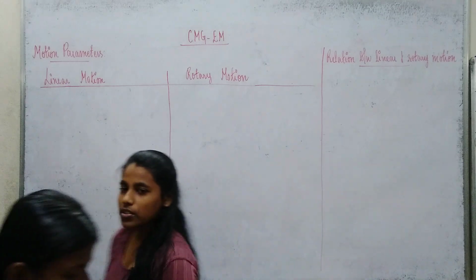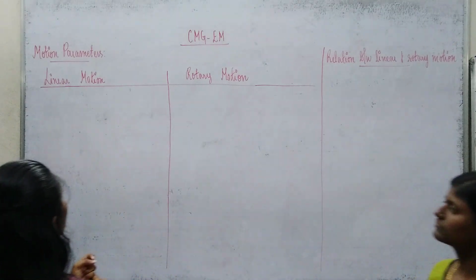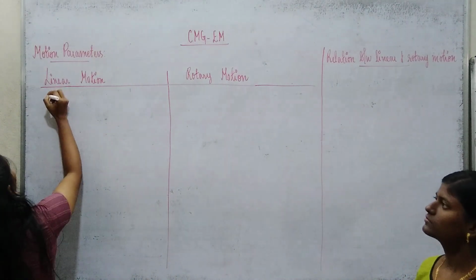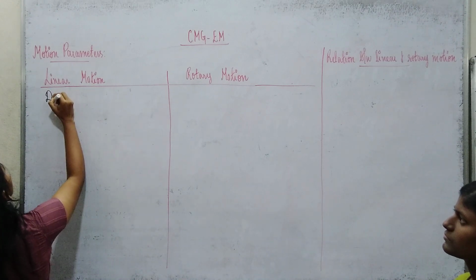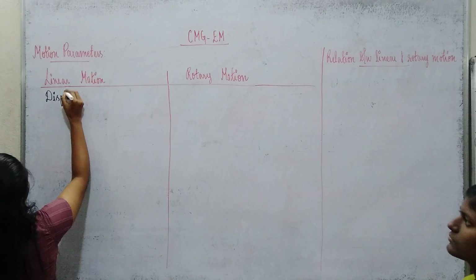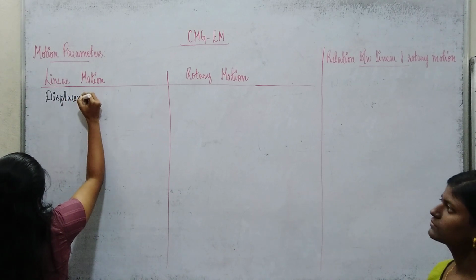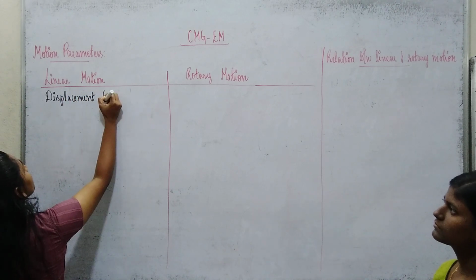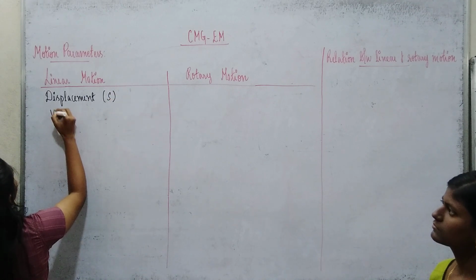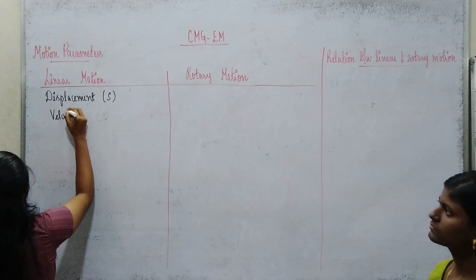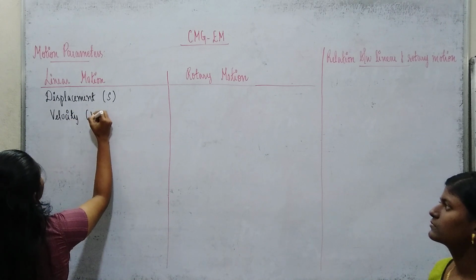So we are going to see about motion parameters. First motion parameter, in that firstly we are going to see about linear motion. The first parameter is displacement. It is represented by S. Second parameter is velocity. It is represented by V.